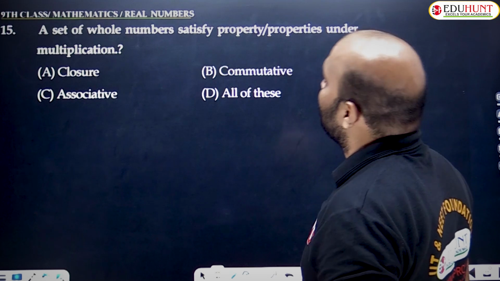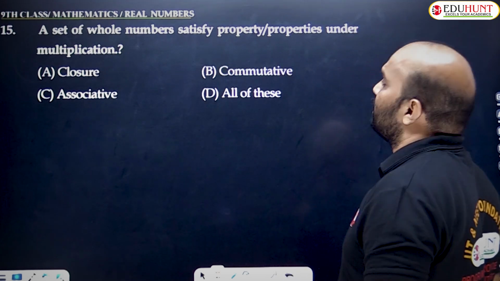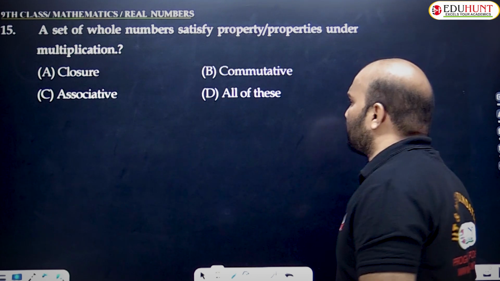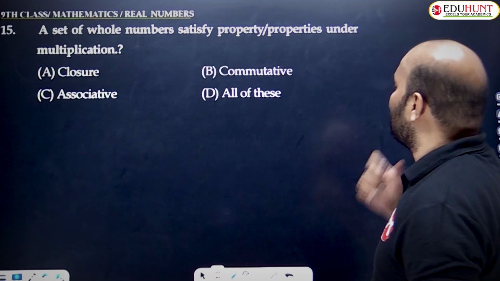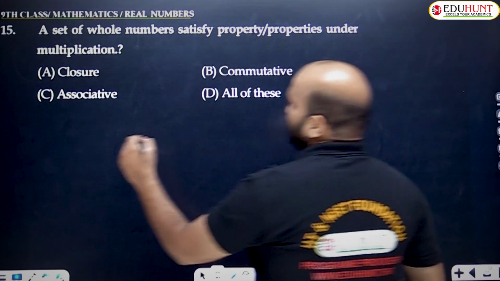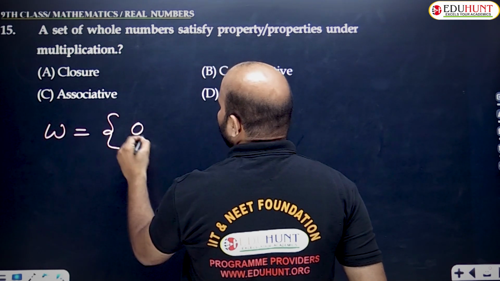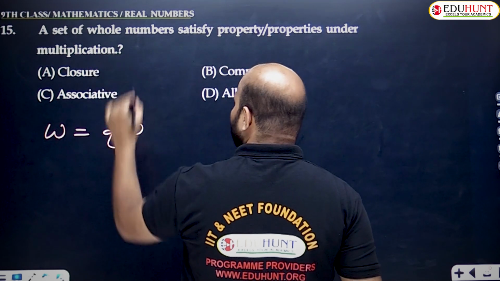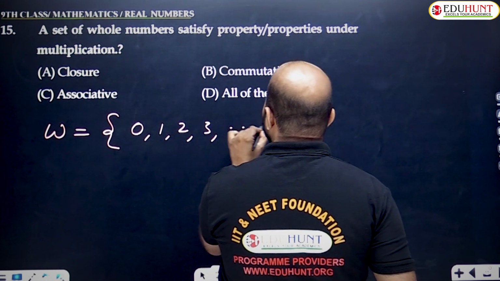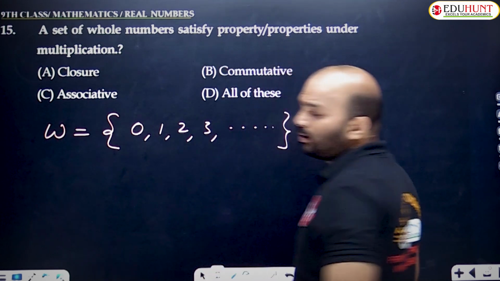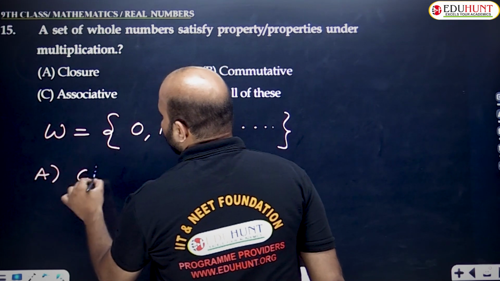Question number 15. The set of whole numbers satisfies which property or properties under multiplication? Option A, closure property. Option B, commutative property. Option C, associative property. Option D, all of these. So whole numbers can be denoted as W. W is the set of whole numbers 0, 1, 2, 3, the set of all positive integers including 0, that is called whole numbers.